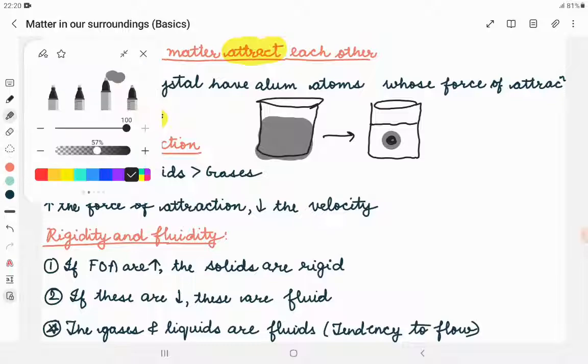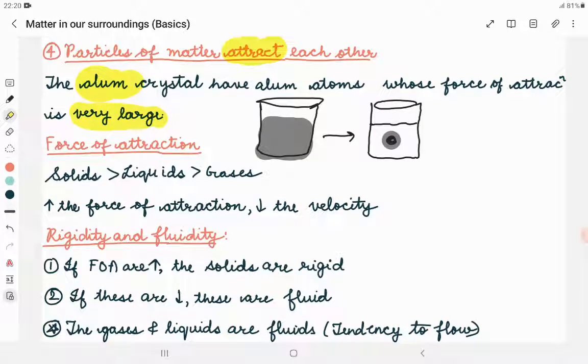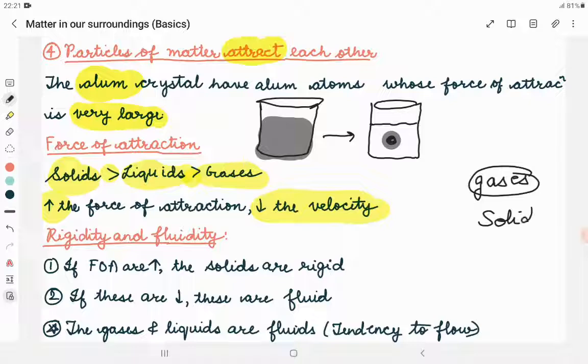Now there are some forces of attraction also. We should know that solids have the highest forces of attraction, then we have the liquids, and then we have the gases. You should also know that if there is more force of attraction, then the velocity of the particles will be less. It means that in gases the particles are moving at the highest speed, whereas in solids the particles are moving at very low speed. This is a very important question according to the examination.